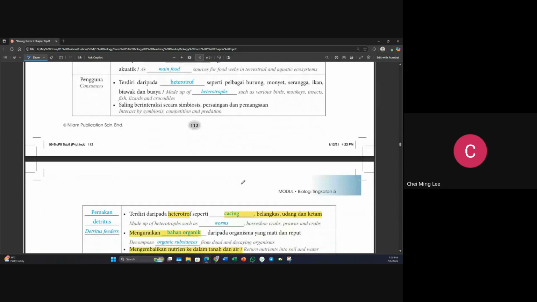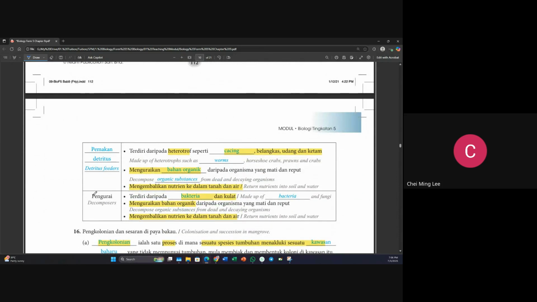Now let's see the detritus feeders. Detritus feeders are normally heterotrophs as well, made up of worms, horseshoe crabs, prawns, and crabs. They decompose organic substances from dead and decaying organisms. While the decomposers, made up of bacteria and fungi, also decompose organic substances from dead and decaying organisms. Both of these return the nutrients into the soil and water.